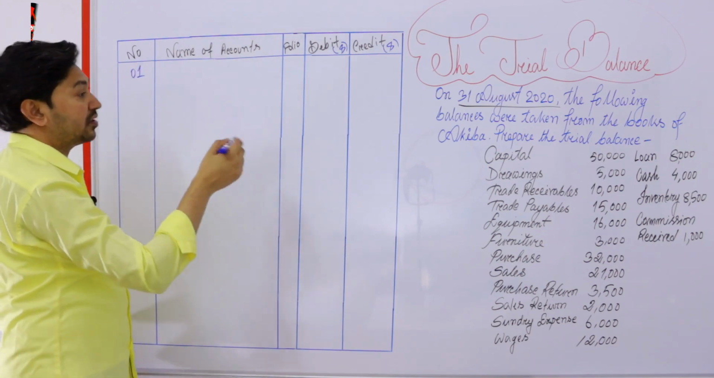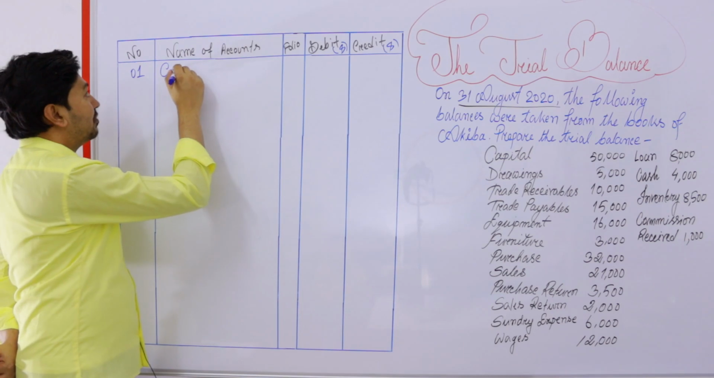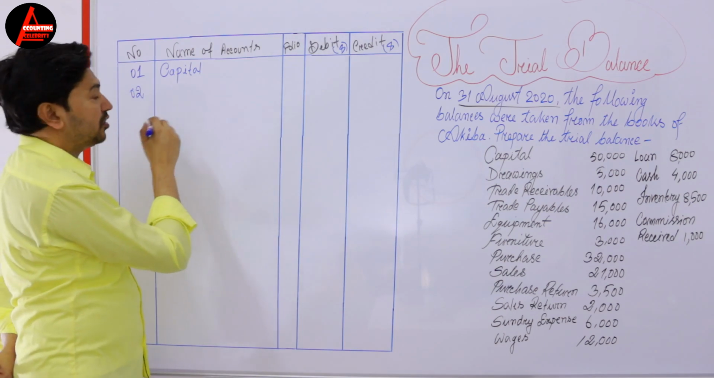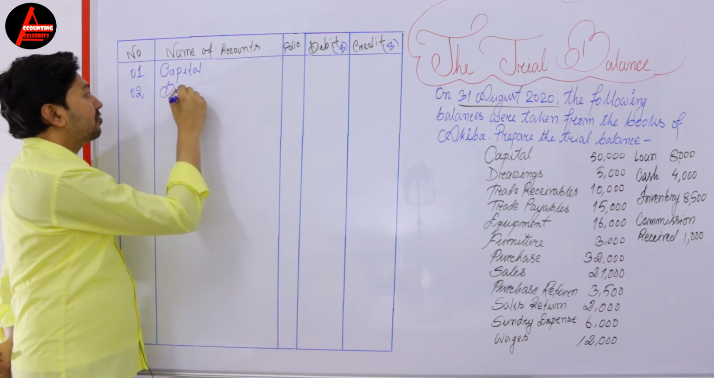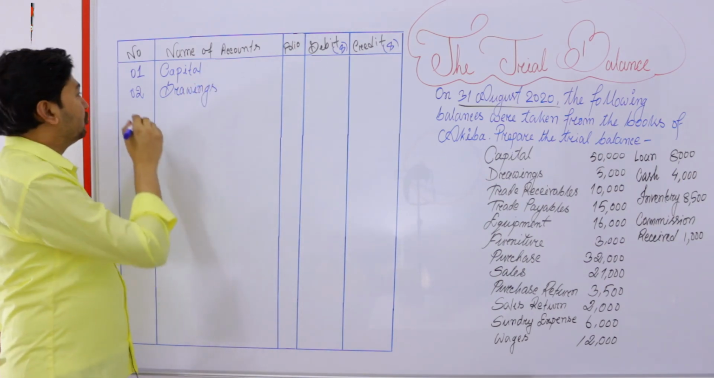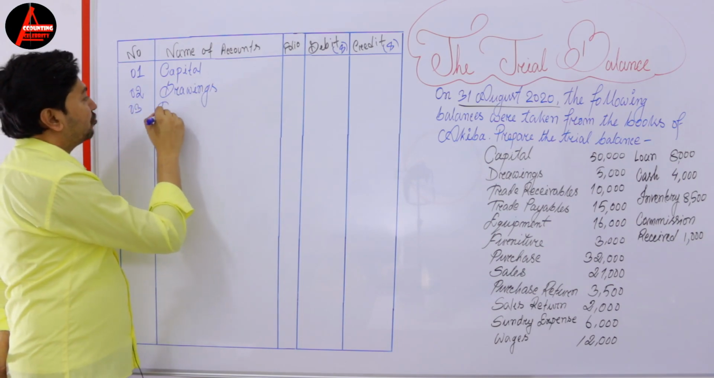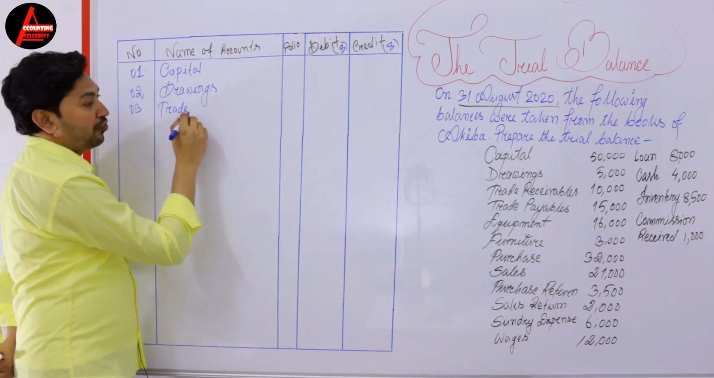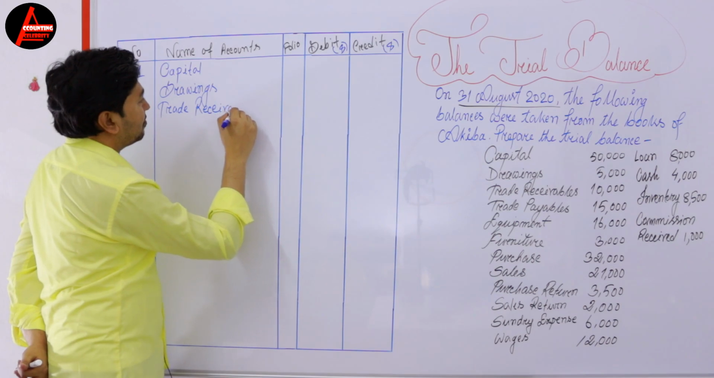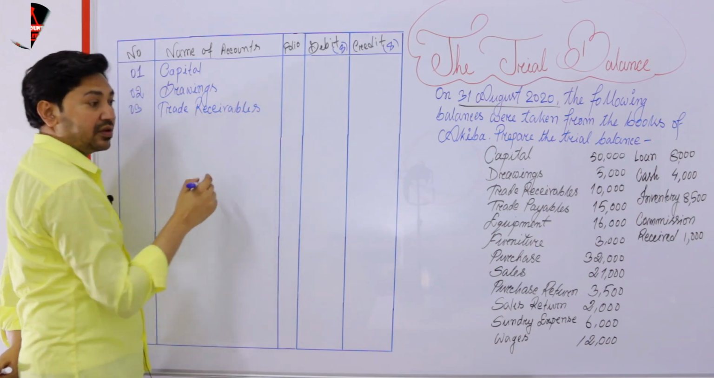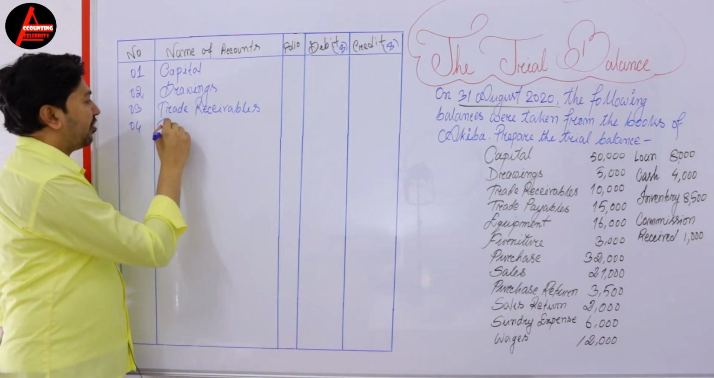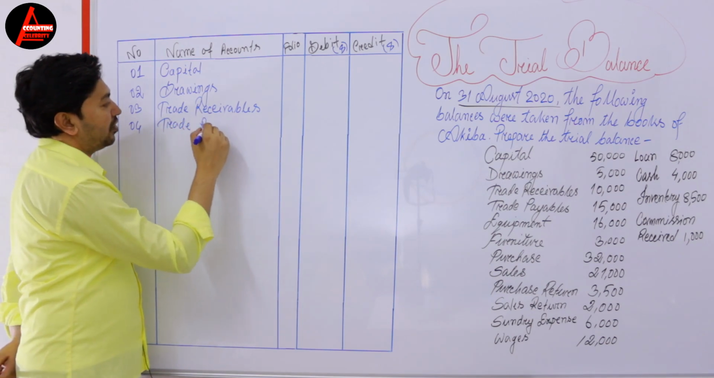Number 1, what is there? Capital. Number 2 is what? Drawings. What is number 3? Trade receivables. And what is the next one? Next one is number 4, trade payables.